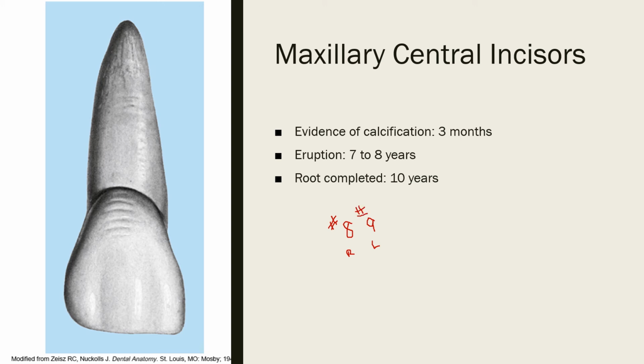All right, so we first see evidence of calcification at 3 months of age. So right when that baby is moving from 0 to 3 months into that 3 to 6 months, that's when these teeth are already starting to calcify. Then they continue to be constructed in the jaw and erupt around 7 to 8 years of age. The root is finally completed usually about 2 years after it has erupted, so about 10 years of age, okay?